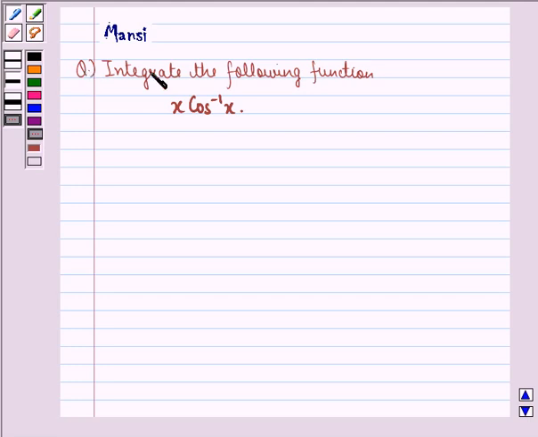The question says integrate the following function, that is x cos inverse x. So let us see the solution to this question. We have to find the integral of x cos inverse x dx.